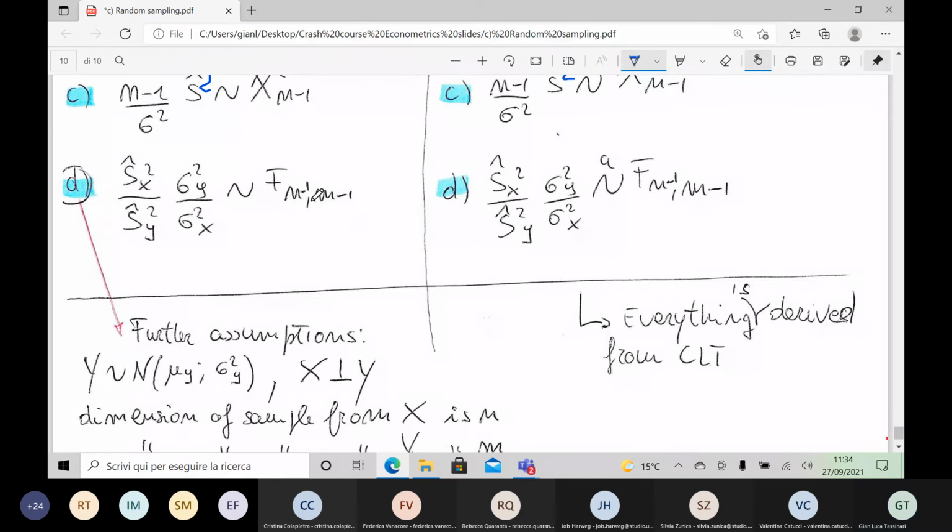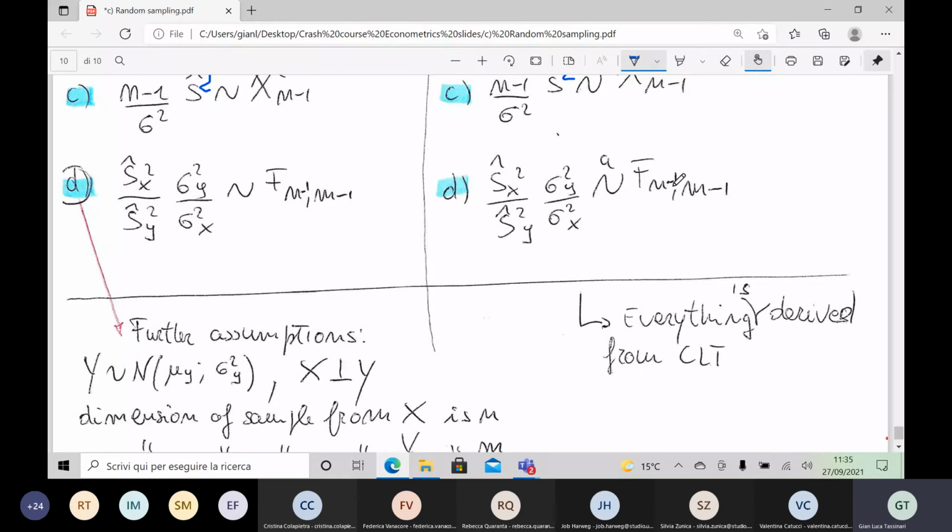On the contrary, in the case in which you cannot make assumptions about x and y, you cannot assume that x is normal and y is also normal, but you still can assume that they are independent, you have that this quantity has an asymptotic distribution, which is still an F of Fisher with n minus 1 and n minus 1 degrees of freedom.